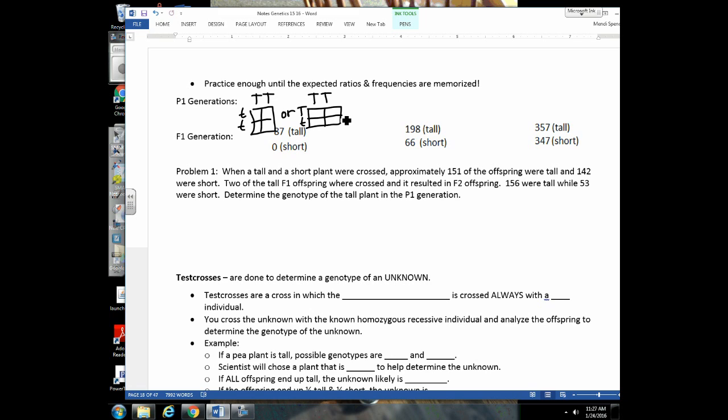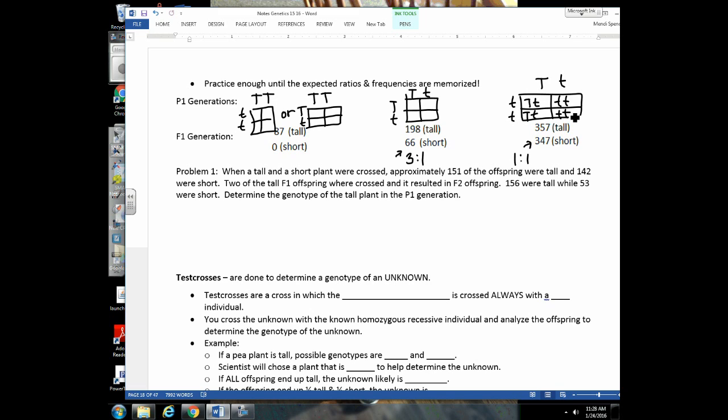When I look at this generation and I see that we got that many tall and that many short, your mind has to do the math pretty quickly to figure out this is actually a 3 to 1 ratio. In this situation, we crossed a parent that was heterozygous with another parent that was heterozygous. And whenever I look at this, I can tell, oh, that's a 1 to 1 ratio. Those numbers are pretty similar to one another. One way to get that is if you cross a heterozygous individual with one that's homozygous recessive. That would give you half tall, half short, or a 1 to 1 ratio.